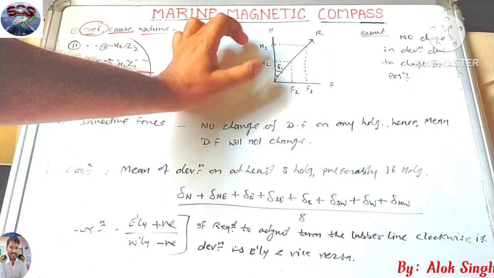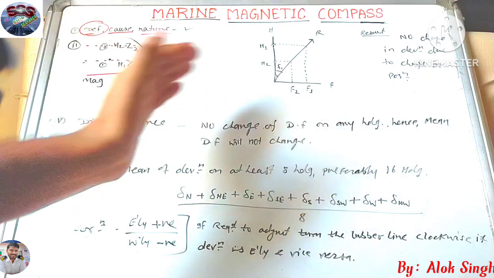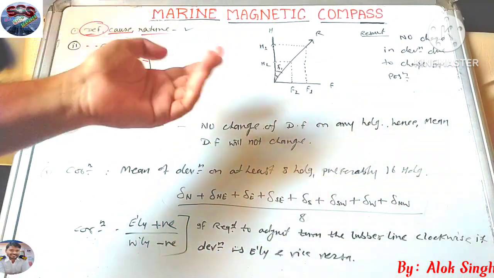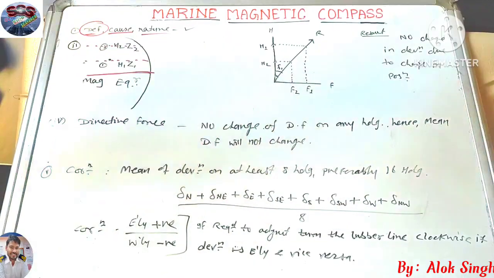I have drawn here a graph in which this one is representing the horizontal force and this one is representing the force which results from the deviation. So this force F1, F2 I have mentioned here. So what is that?